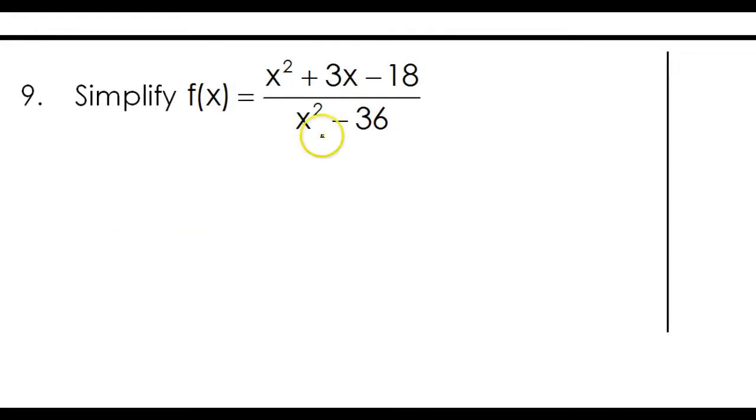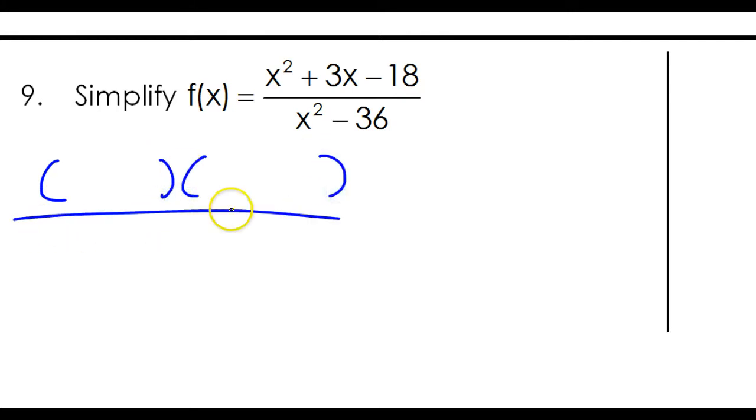Alright, in this video we will simplify a rational expression such as this one. It's really all about factoring. So when you look at this numerator and you think about factoring it, hopefully you're thinking x squared, well that's going to be x times x. And then you're thinking 18.